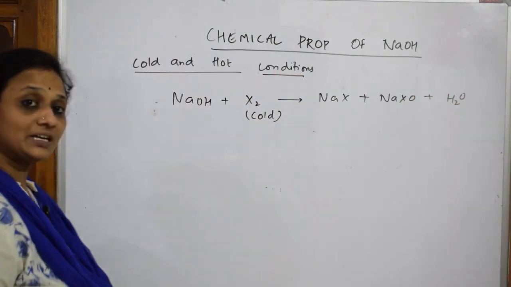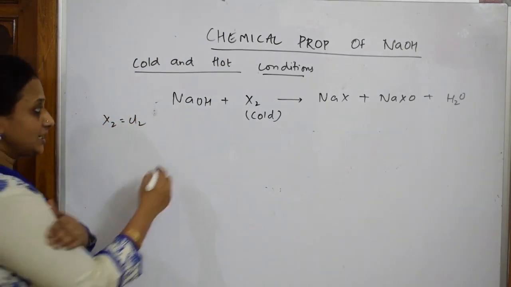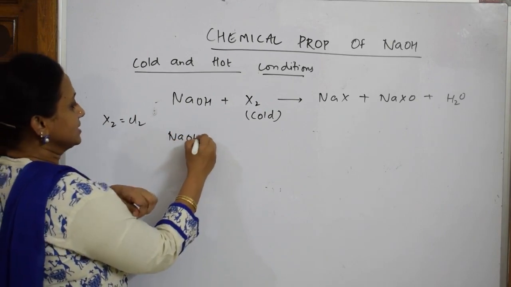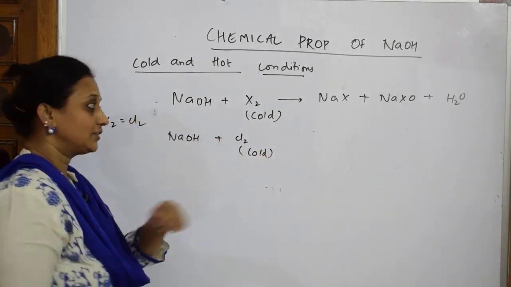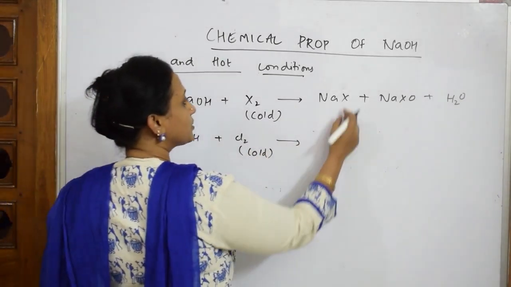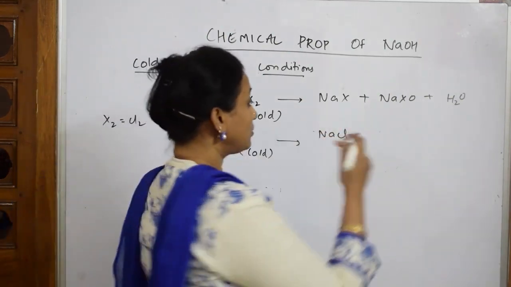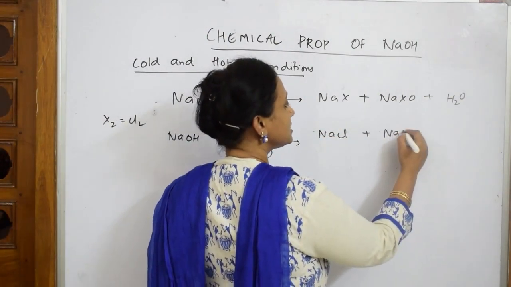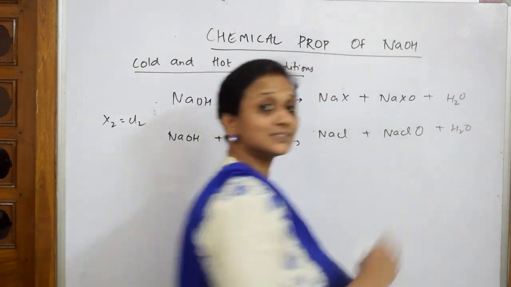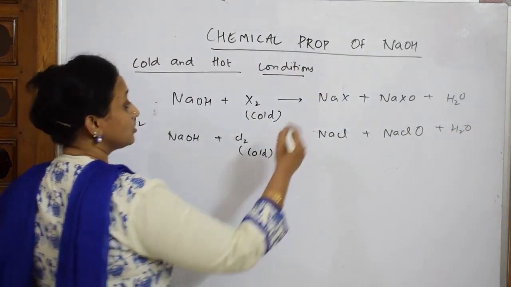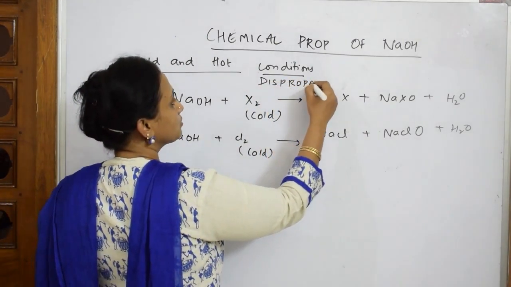Now let me take this example. If X2 is chlorine, so sodium hydroxide is combining with chlorine here, and it is in cold condition, right? This is going to form a product. The first product, instead of NaX, you're going to write NaCl. Instead of NaXO, you're going to write NaClO, plus water. Now what is this reaction? This reaction is called the disproportionation reaction.